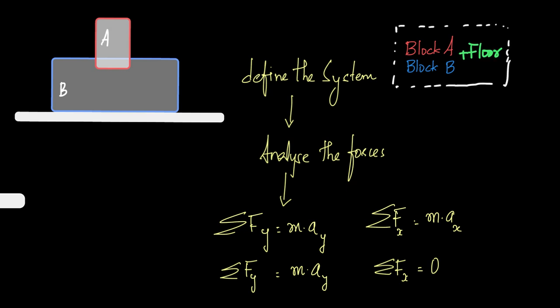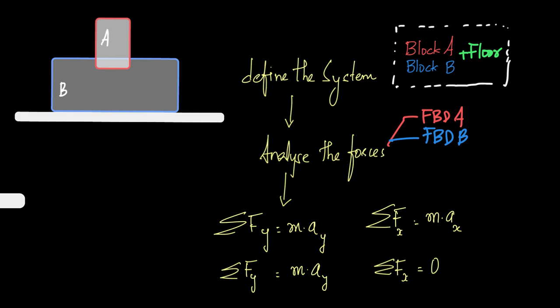Okay. Next, we'll analyze the forces acting on it. To be more precise, this is what we call the free body diagram of A, then the free body diagram of B. Well, I'm not going for the free body diagram of C because we don't need that. And then we'll resolve these forces as sigma Fy and sigma Fx. And then we'll see sigma Fy is equal to MAy, sigma Fx is equal to MAx.